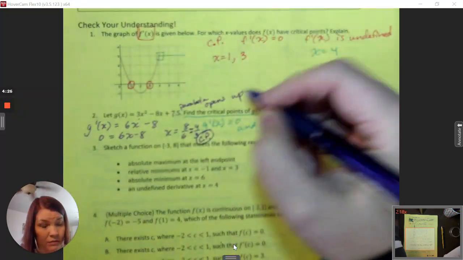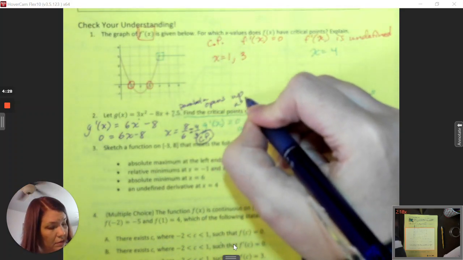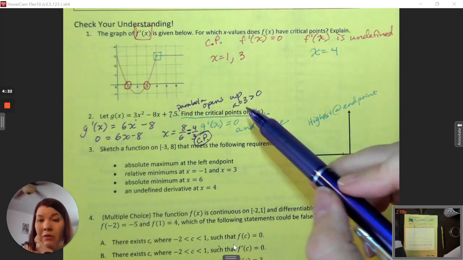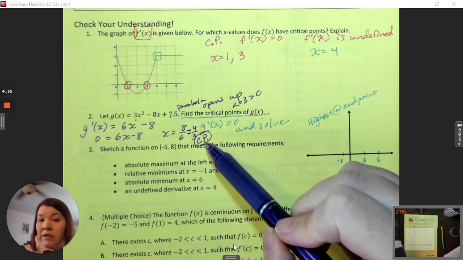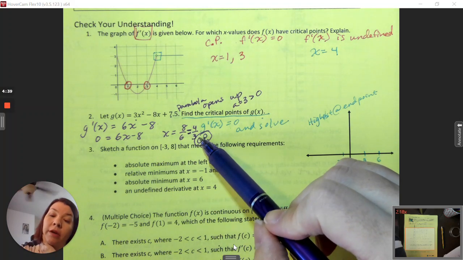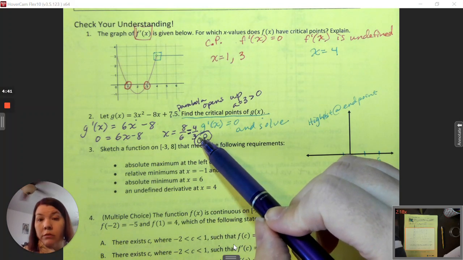Because a is positive. Therefore, this is not a calculus piece of information. That's just something we know. So is this a min or a max? Good question. And again, we'll learn how to figure that out soon.